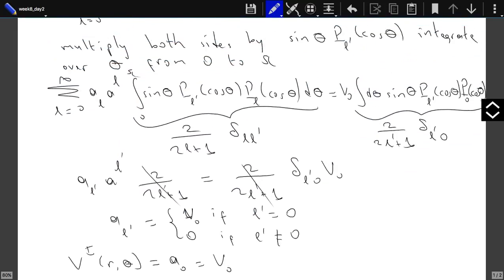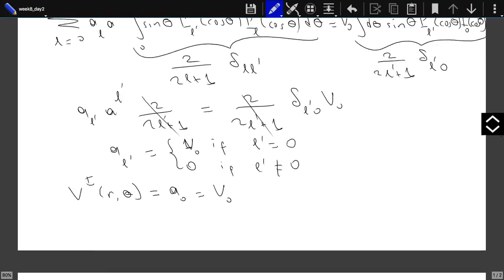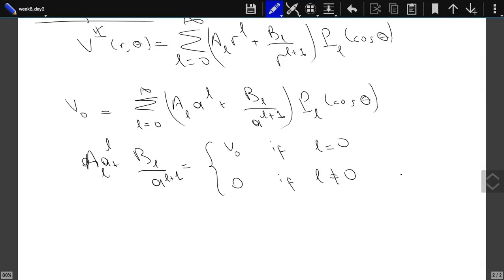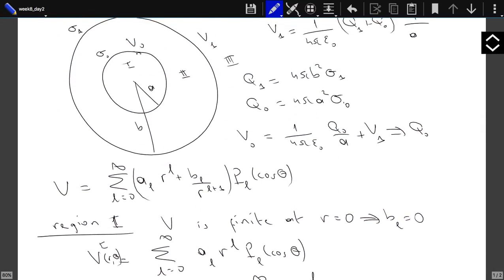Because if you look at the previous expression over here, I have A_L, A to the power L. Now I also have to add the B term. This is equal to this one over there, because we are looking at R equal to A. We are given that when R is equal to A, the potential is V0.